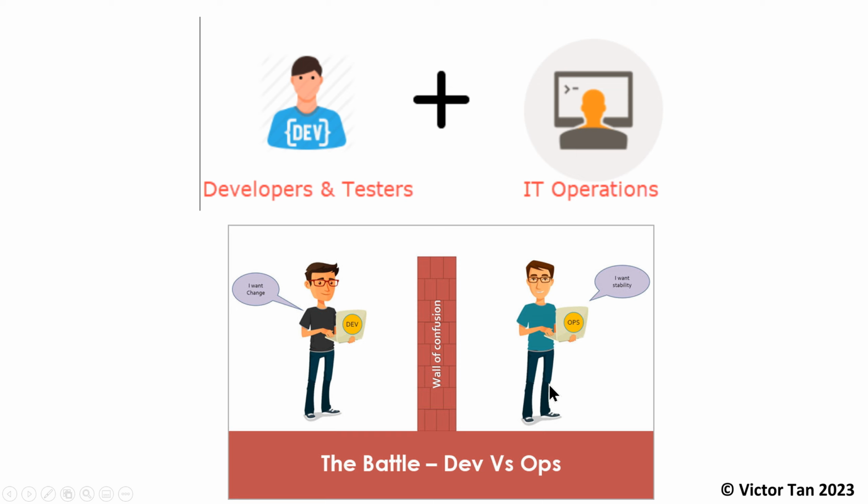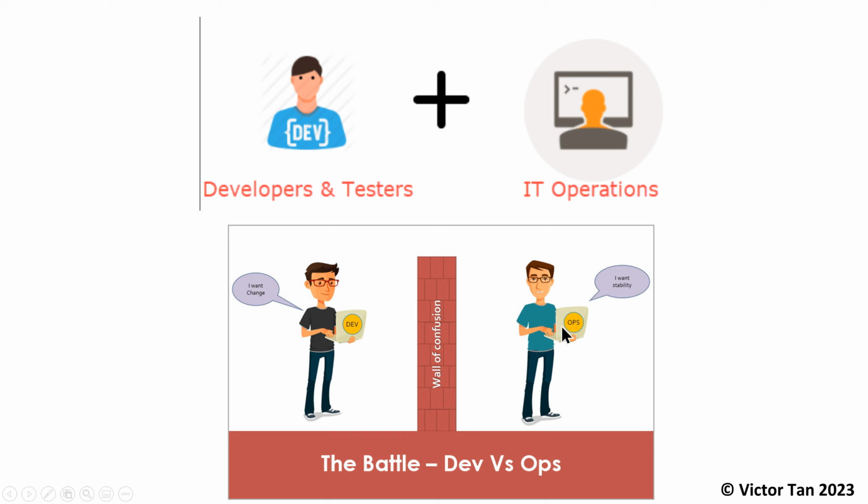Now the problem with operations people is they want stability. That means they don't like change. Why is it that they don't like change? Because when you change something, when you deploy a new app, when you deploy an app with a new feature, there's always a chance that the server will go down, and then they will get blamed for it, right? So the IT ops people are the first people to get blamed.